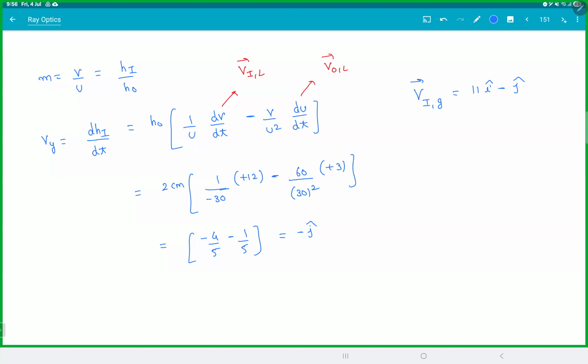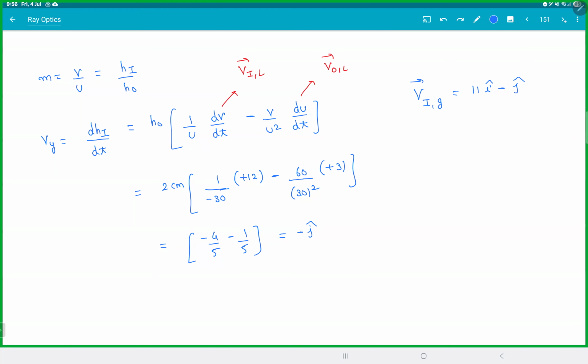Got the steps? I use the product rule instead of the division rule: differential of V by U. And when you get dV by dt and dU by dt, they are not in the ground frame. dV by dt is still the velocity of the image in the lens frame only, so this is still 12. You can't write 11 there. Maybe you did that, you took it as 11. Clear with this?